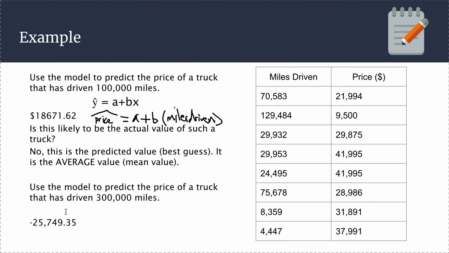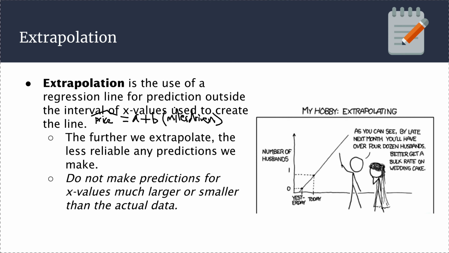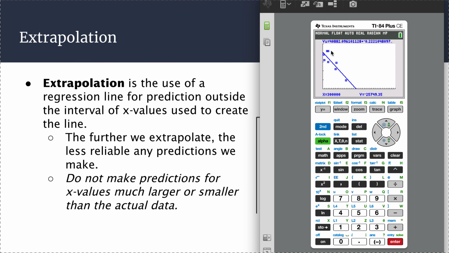And that indicates one of the limitations of these linear regression models. What we just tried to do there was what's called extrapolation. We were trying to extrapolate from this model. Extrapolation is the use of a regression line for a prediction outside the interval of x values used to create the line. Now, when we created the line, remember, we used x values up to like 140-ish thousand. We're trying to extrapolate to something way out over here, way past that data. So an extrapolation is the use of a regression line, our equation, to predict something outside of the interval of x values used to create the line.